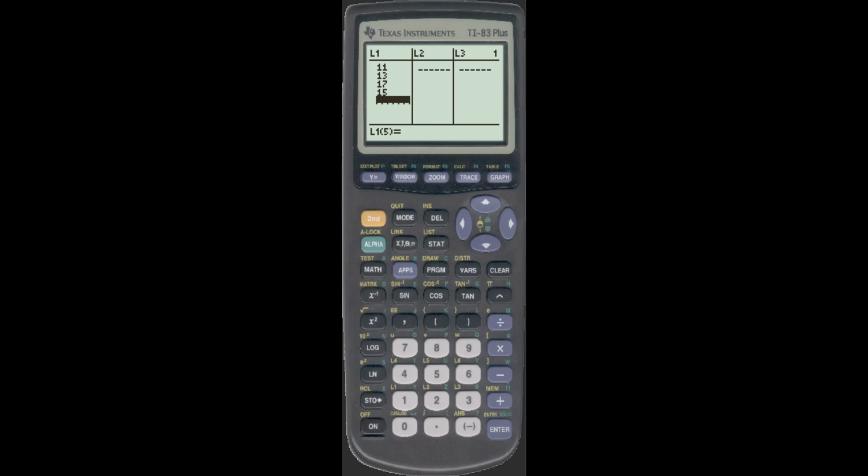Now from here, I always quit the list. I don't try to jump to another screen. I just quit out, kind of like going to the home screen. Now here's what we want to do. We want to do a test on the list. The problem asked for an 80% confidence interval. So this time it's a t interval.